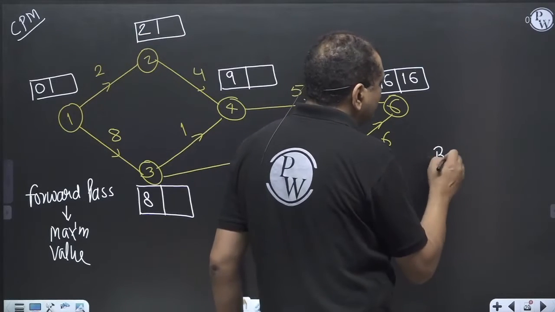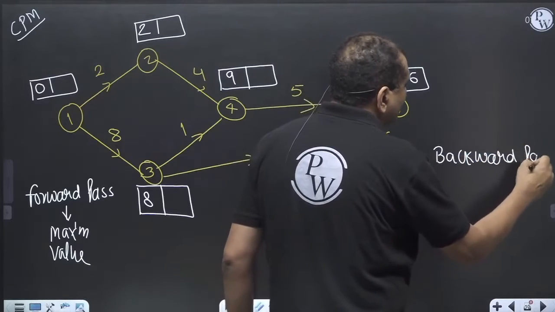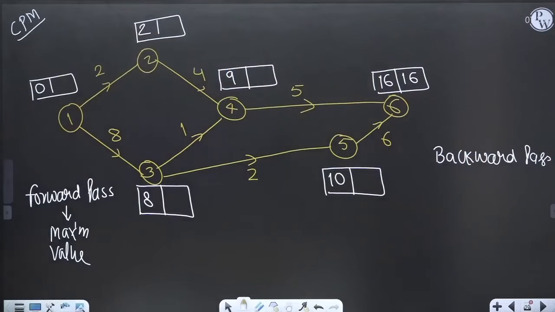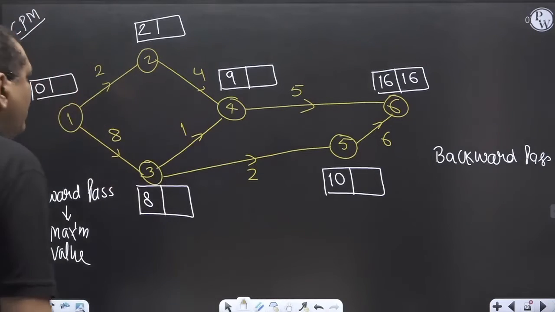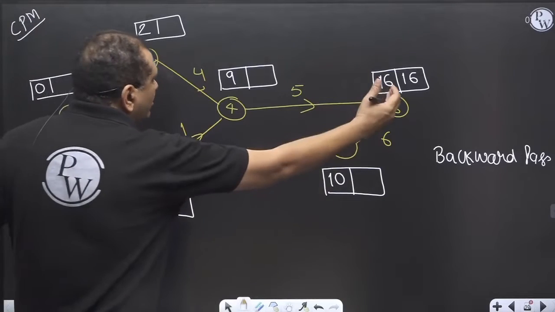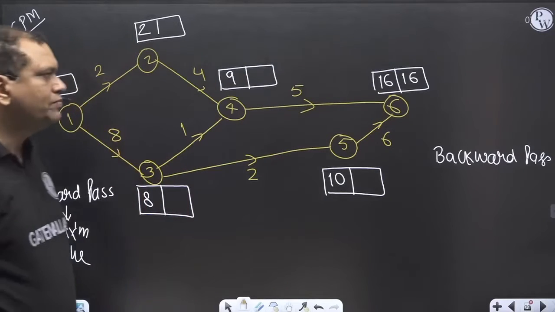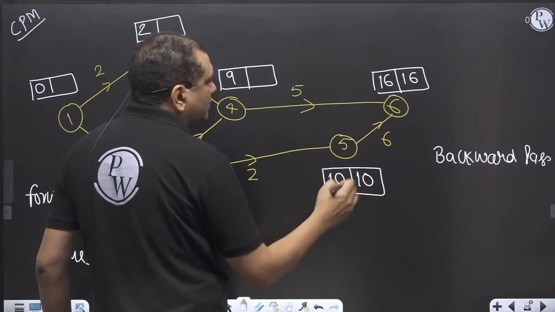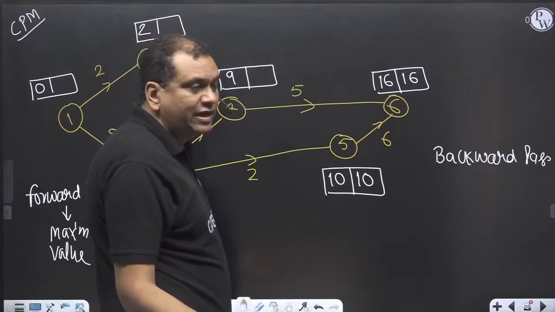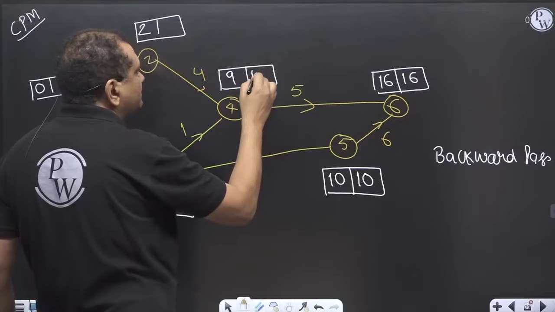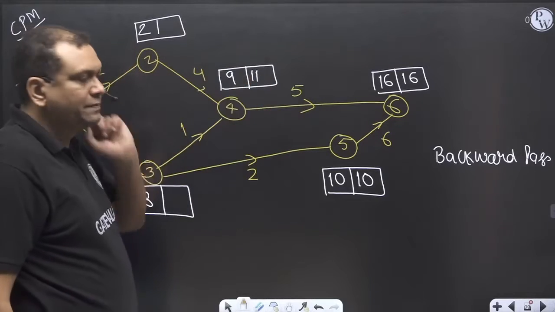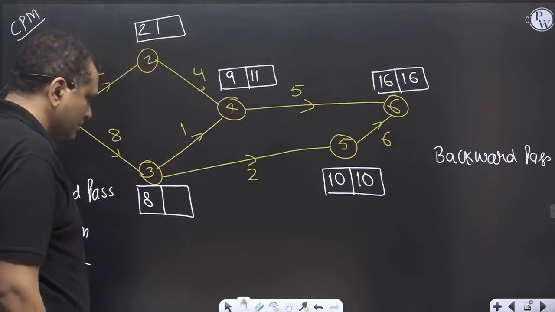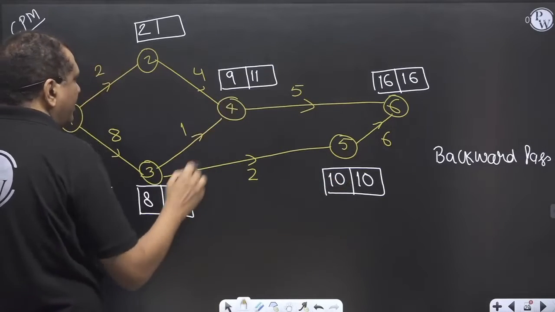Now do backward pass. In the backward pass, I am going from right hand side to left hand side. 16 minus 6 is 10. I am subtracting the values in the backward pass. 16 minus 5 is 11. 11 minus 1 is 10. 10 minus 2 is 8. 11 minus 1 is 10.